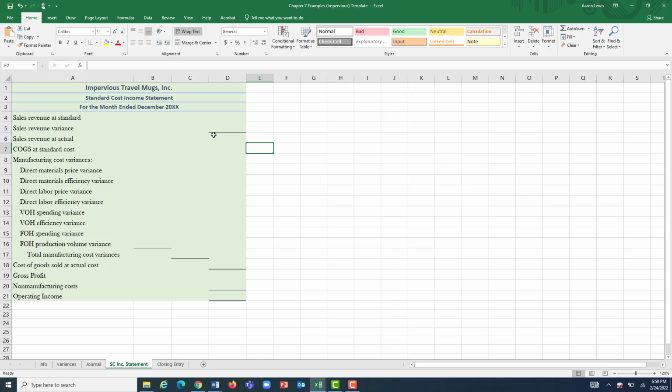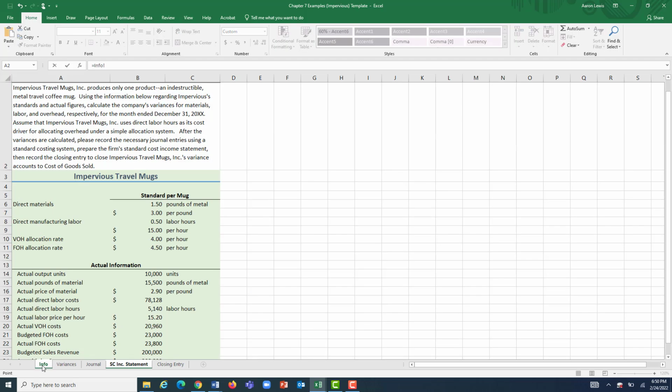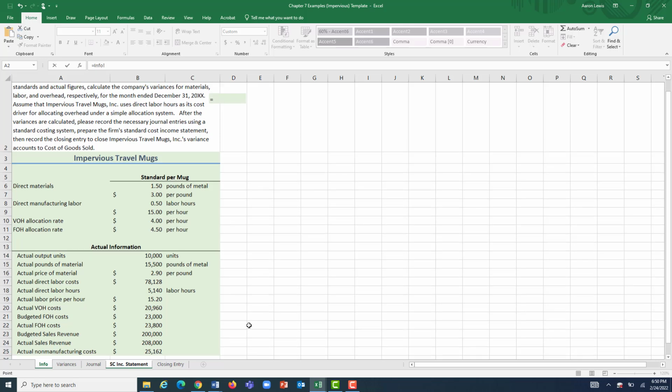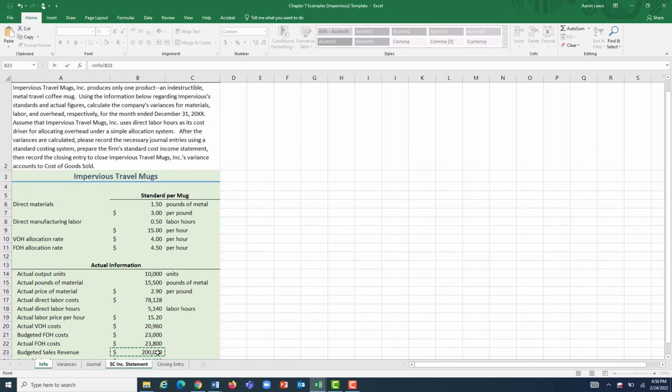They can find the biggest variances and figure out a course of action that's going to fix it. So the first thing we're going to do is we're going to report our sales revenue at standard. The amount of sales revenue that Impervious expected to experience based upon the number of units that it moved and its standard selling price. And that information is provided to us in our info. It says down here that our budgeted sales revenue for this volume was $200,000.